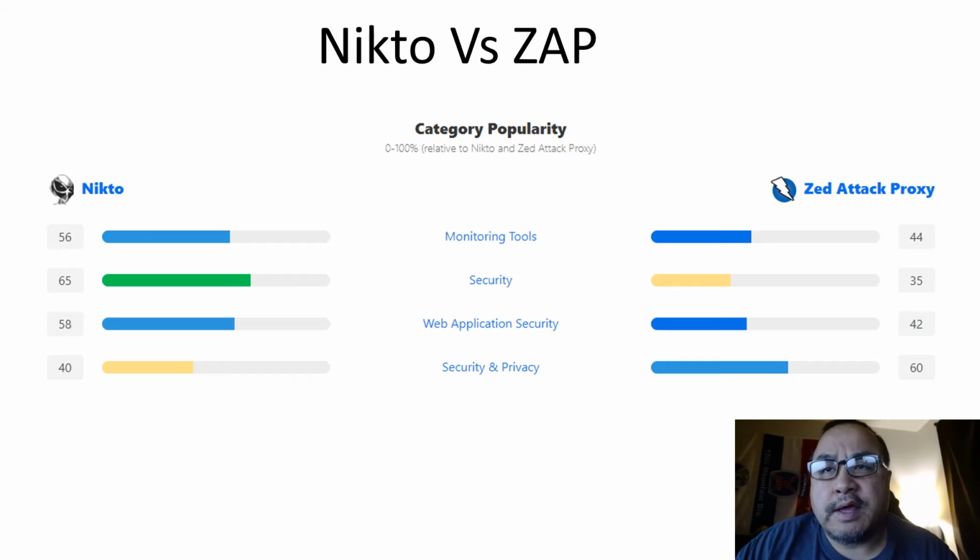So providing a difference between Nikto and ZAP, which is OWASP ZAP, we can find that Nikto is an open source server scanner which performs a comprehensive test against web applications. Nikto provides more web application security and security monitoring tools, including 6,700 potentially dangerous files and programs. It can perform checks on outdated web server software and version-specific problems.